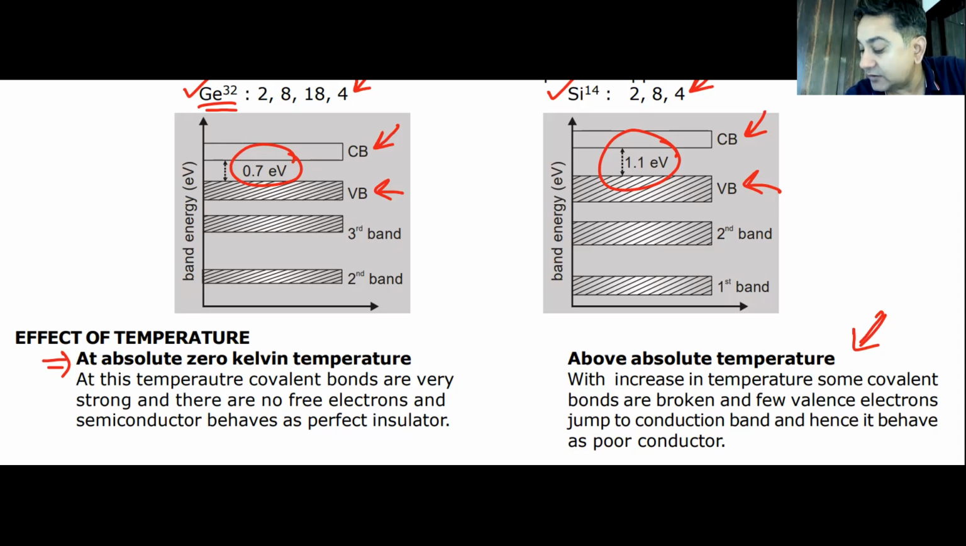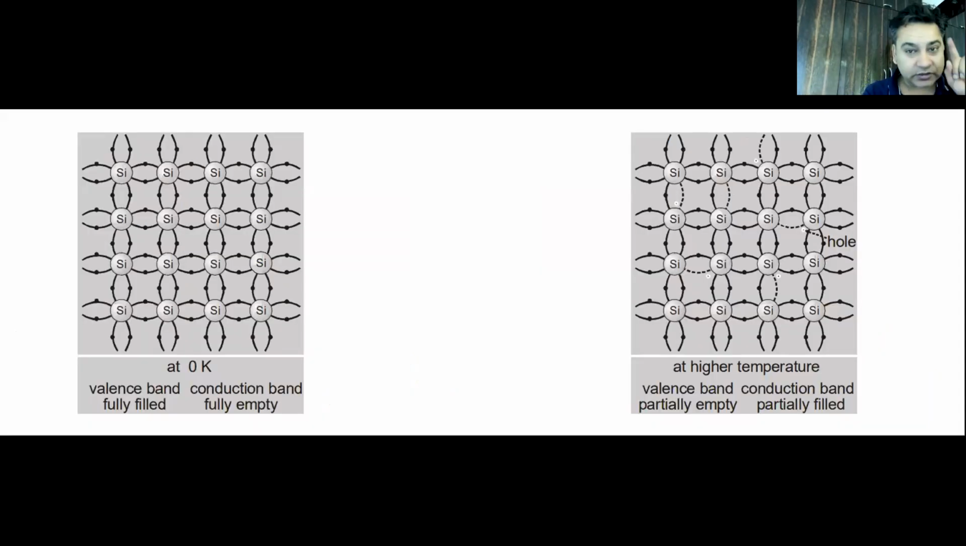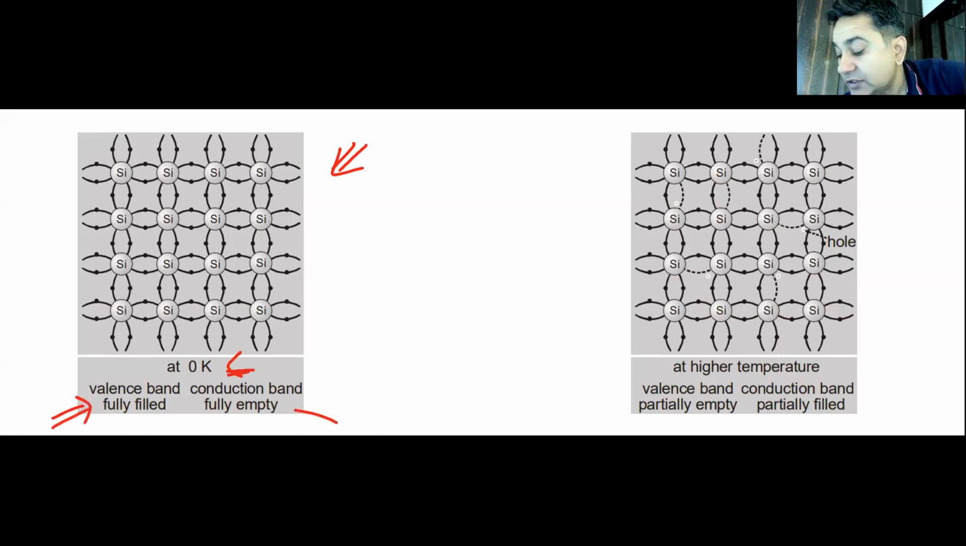Do we understand this, bacha? Yes, sir. There will be some electrons present in the conduction band, but those will be very, very less, and hence the conduction would be very poor. As you can see, they have shown two structures: silicon at 0 Kelvin, valence band fully filled, conduction band fully empty. Do we understand this? Zero conductivity. It does not behave as a conductor.